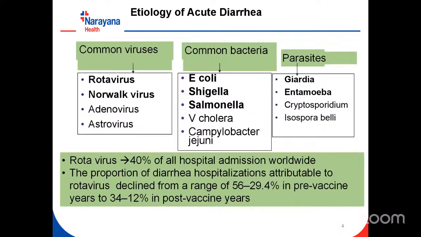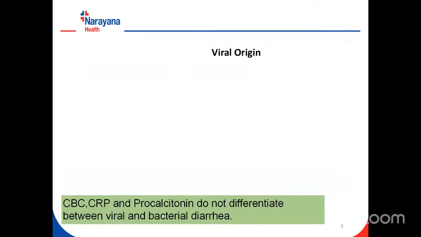Rotavirus accounts for more than 40% of all hospital admissions for diarrhea worldwide. However, the proportion of hospitalization has gone down tremendously because we have been vaccinating children now. Even the government of India is offering rotaviral vaccine to all children, so the decline is massive even in India now.